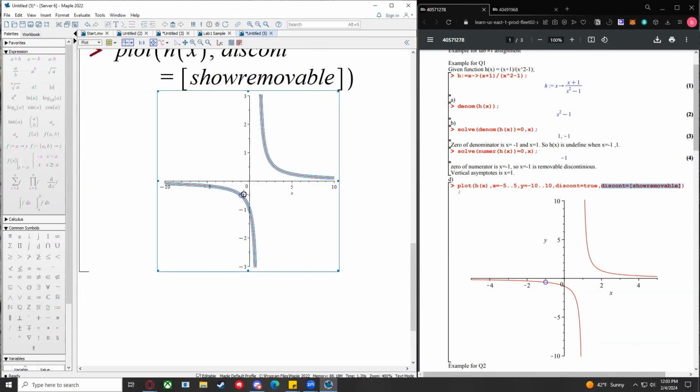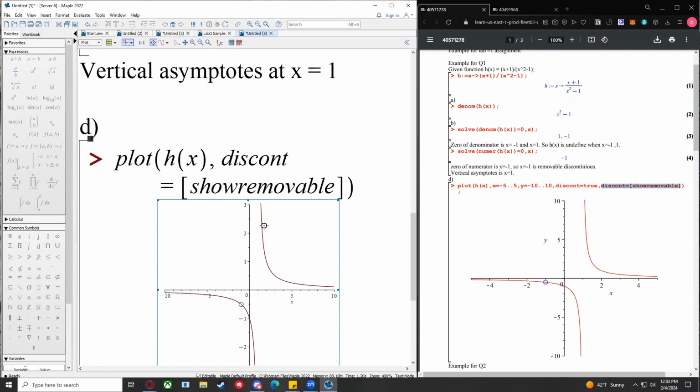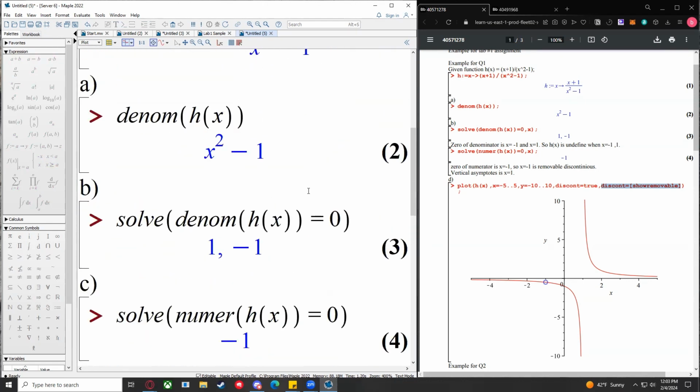And we'll see that my graph has an open circle on it. So this is my removable discontinuity. And then here is my vertical asymptote. So that's about it for number one.